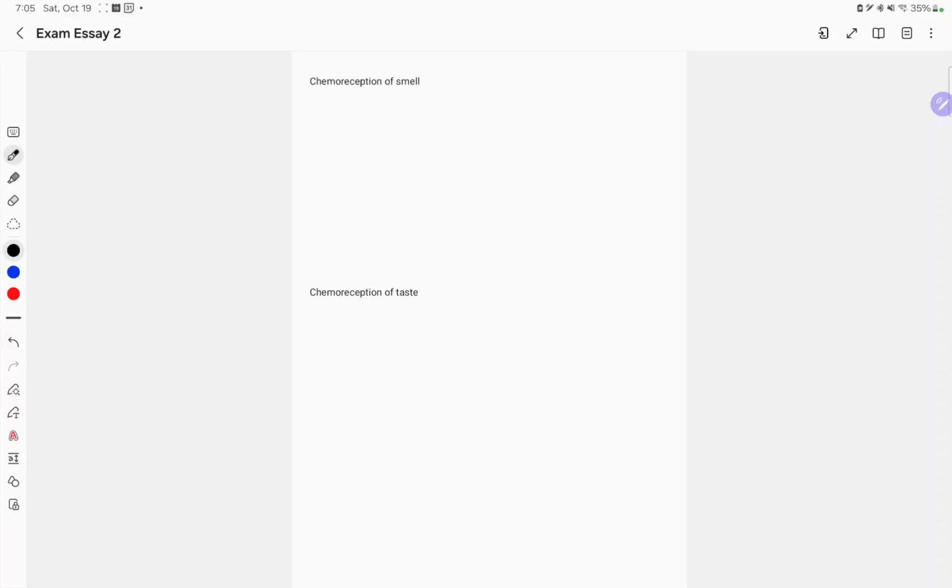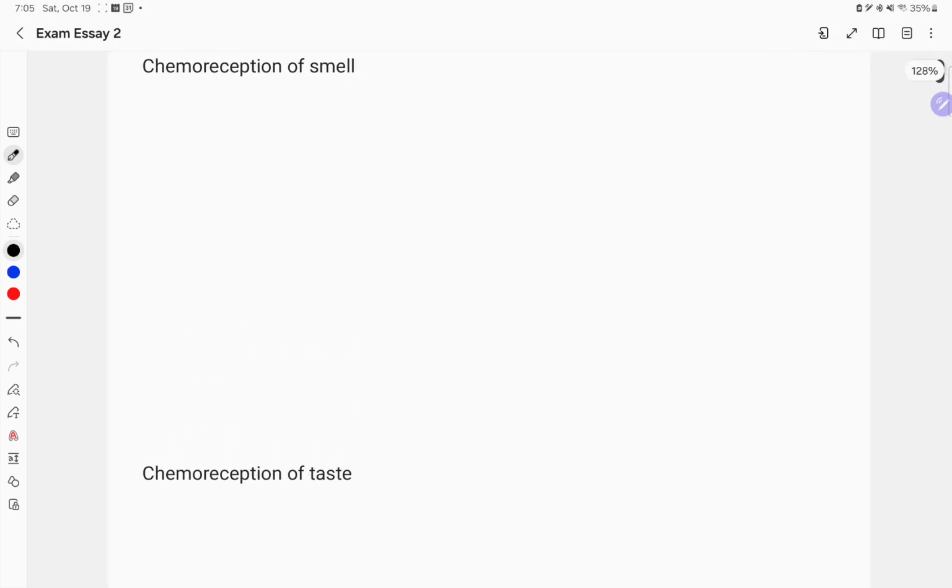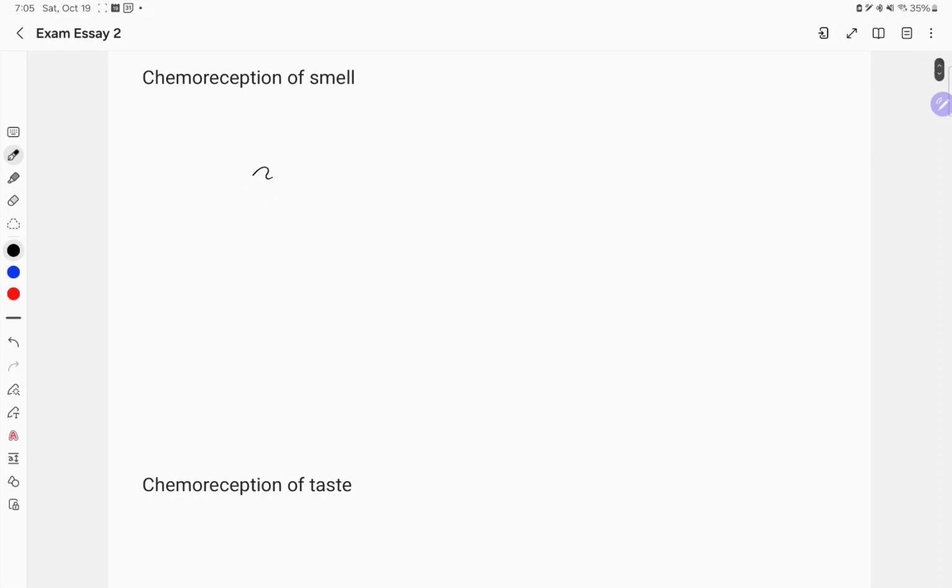All right, for this exam essay, we're going to be talking primarily about the senses, the physiology of the senses that we experience. So, smell, taste, sight, sound, specifically those senses. So, first, we're going to talk about the chemoreception of smell. So, how do we smell things? How does that all work at a physiological level?